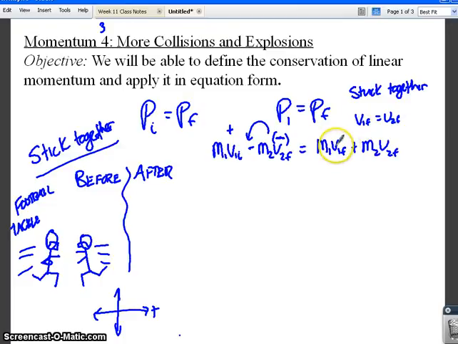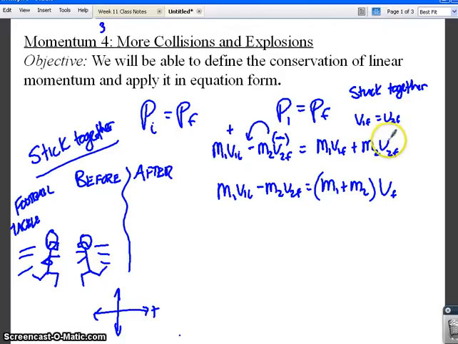If one guy is going to be moving at a certain speed, the other guy is going to be moving at that same speed. So we can rewrite this whole equation as M1 V1 initial minus M2 V2 initial equals (M1 plus M2) V final. Because if these two are equal, all I did was factor that out to right here.